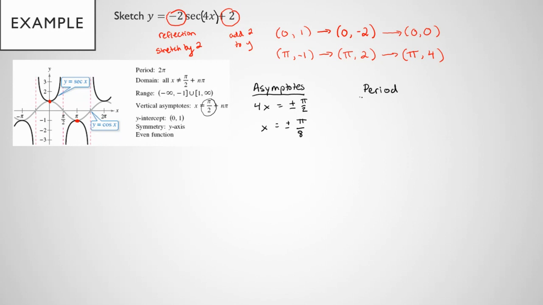Next is the period. So to find our period, we take the existing period of our function. So secant, it's 2 pi, and then we divide it by b. So it's going to be 2 pi divided by b, which b in this case is 4, because that's the number in front of the x. So that gives us a period of pi/2.